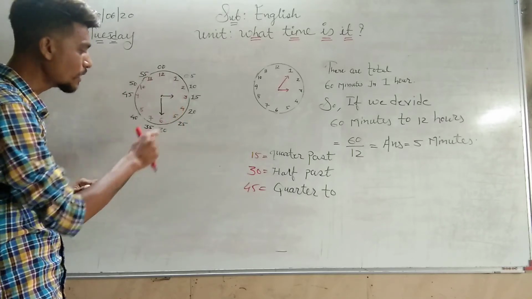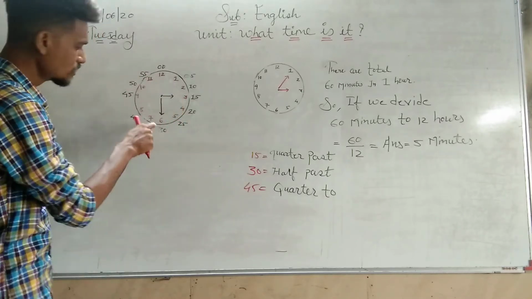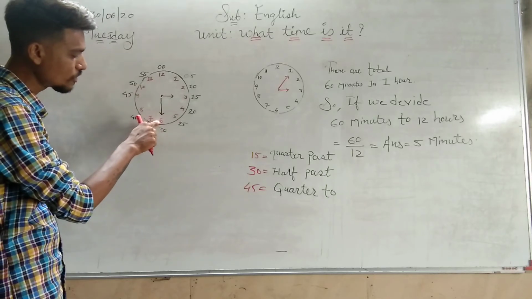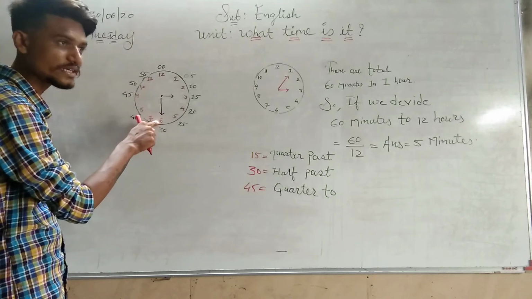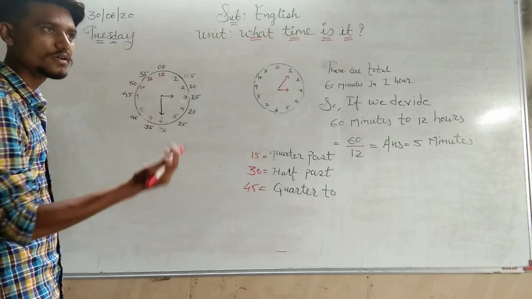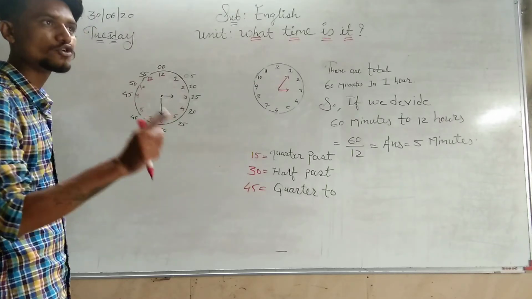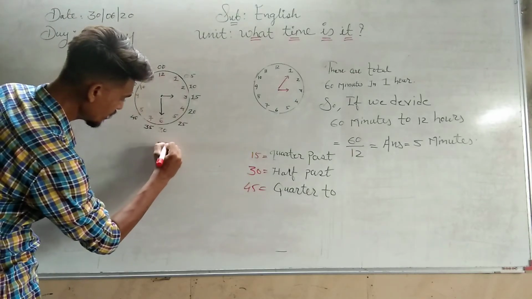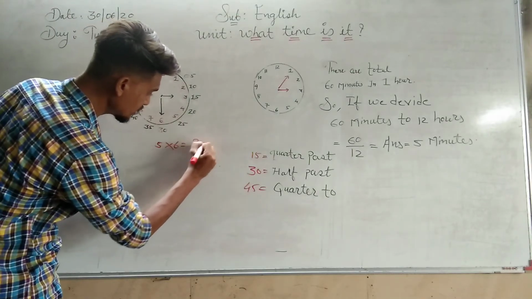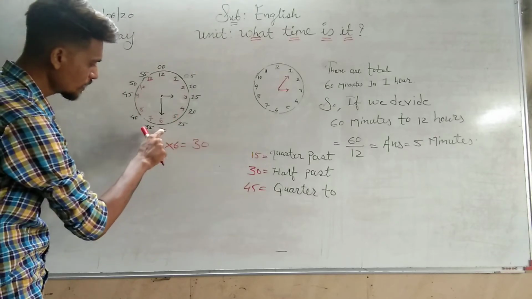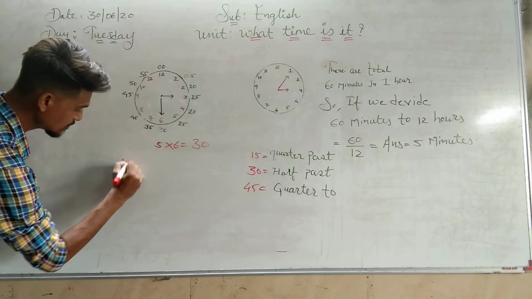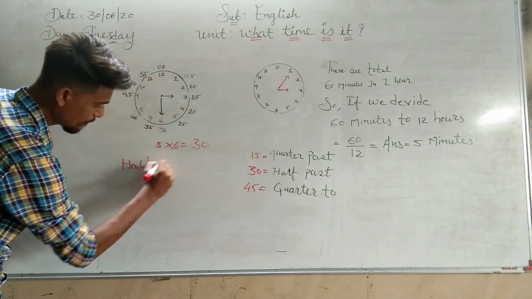But how many minutes are passed? The big hand is on 6, so the big hand indicates minutes. What you have to do is multiply 6 with 5. 5 sixes are 30. Total minutes are 30. So if there are 30 minutes, what you have to write? Half past. So the answer will be half past.